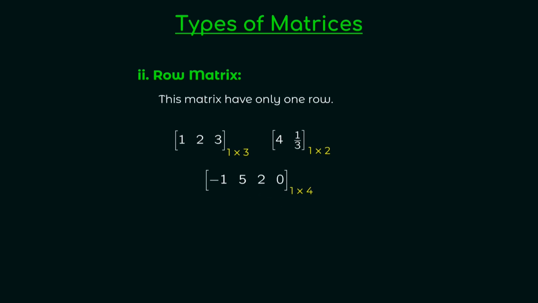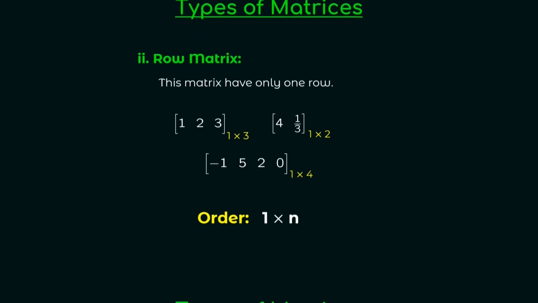So generally you can say that the order of a row matrix is 1 by n. It only has a single row, right? Order is nothing but number of rows by number of columns. So it will be 1 by n, any number of columns.